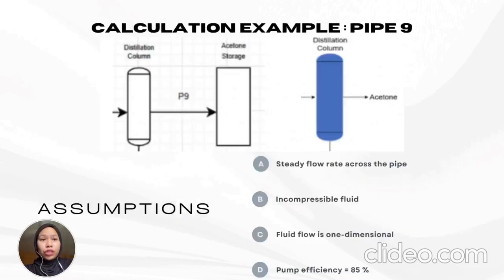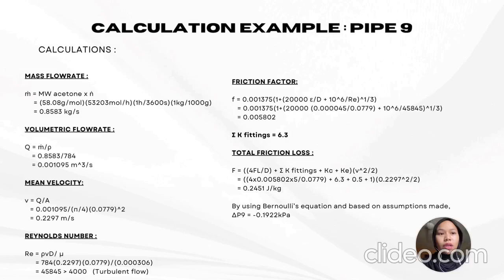For our pipeline calculation, we made the following key assumptions. The first one is steady flow rate throughout the system. The second one is incompressible fluid flow, assuming no significant density changes. The third one is that the fluid has one-dimensional flow, meaning velocity varies only along the length of the pipe, and the pump efficiency is set at 85% to account for real-world energy losses. This assumption helps simplify our calculation while maintaining realistic estimation.